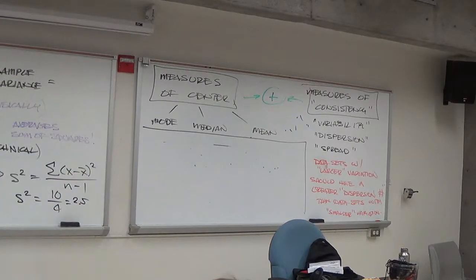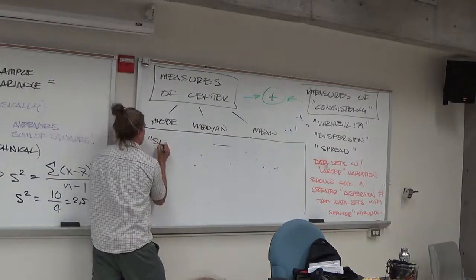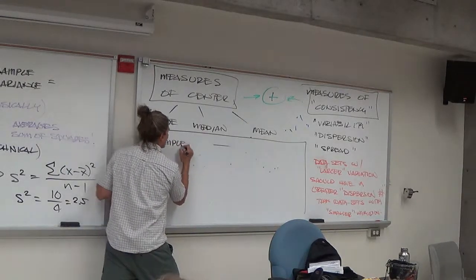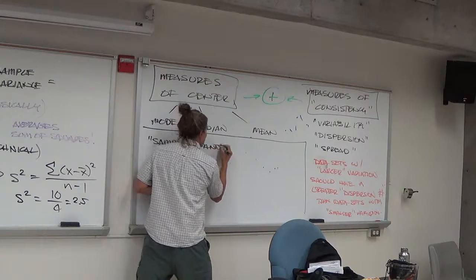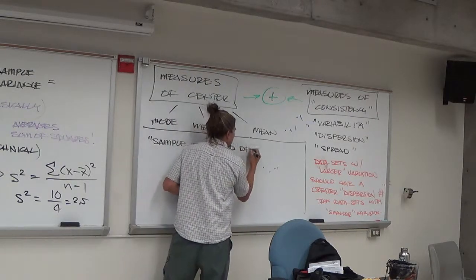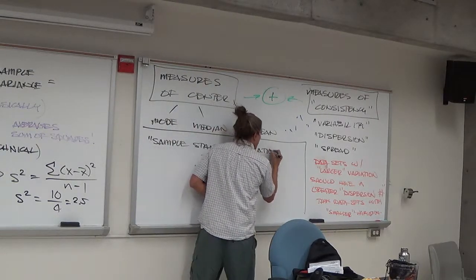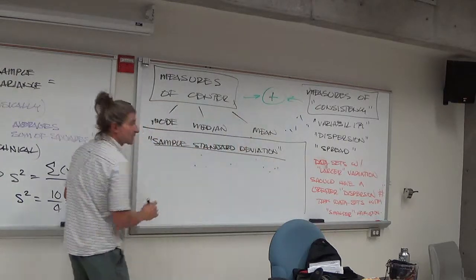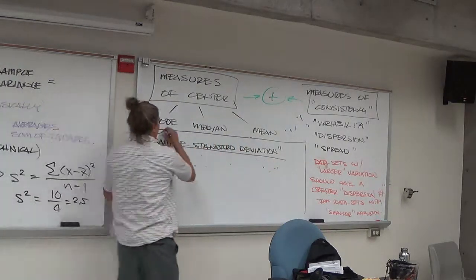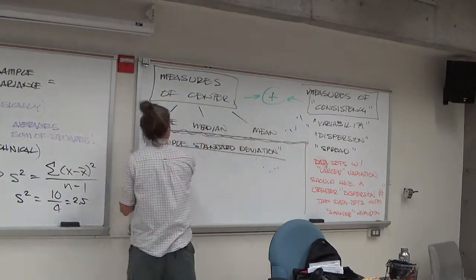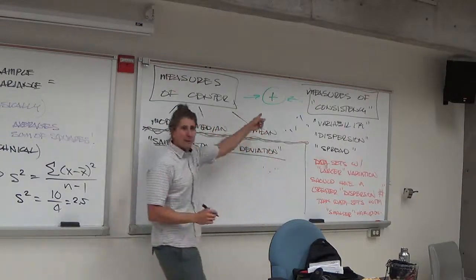This is the measure of variance I want this class to center around. The square root of that. This is called the sample standard deviation. This is the measure of deviation that I want this class to center around. I'm trying to separate it from the measures of center up here because it is definitely a different thing. But I'm out of board space over there.